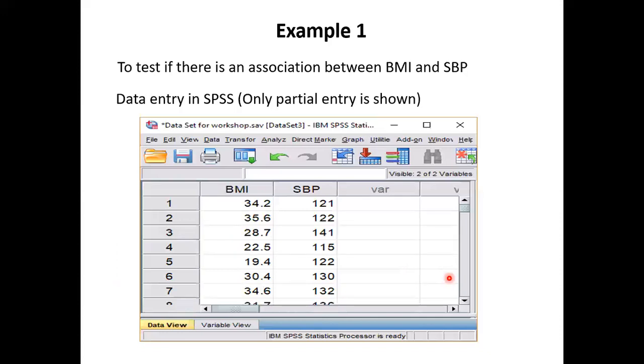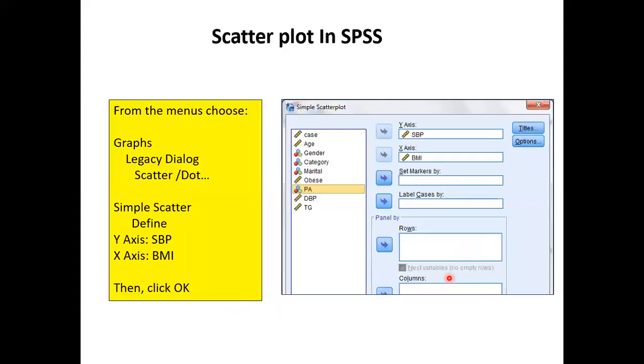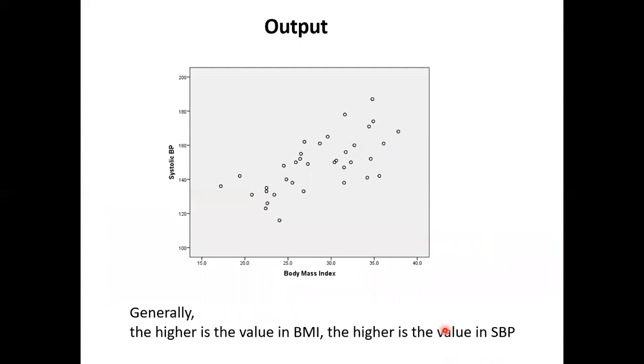Okay, let's do something hands-on. Over here, BMI versus SBP, the same data set. We do this. First is the scatter plot. Follow the yellow dialog box here. Do exactly the same. Click OK. You'll get this figure. How to interpret this figure now?